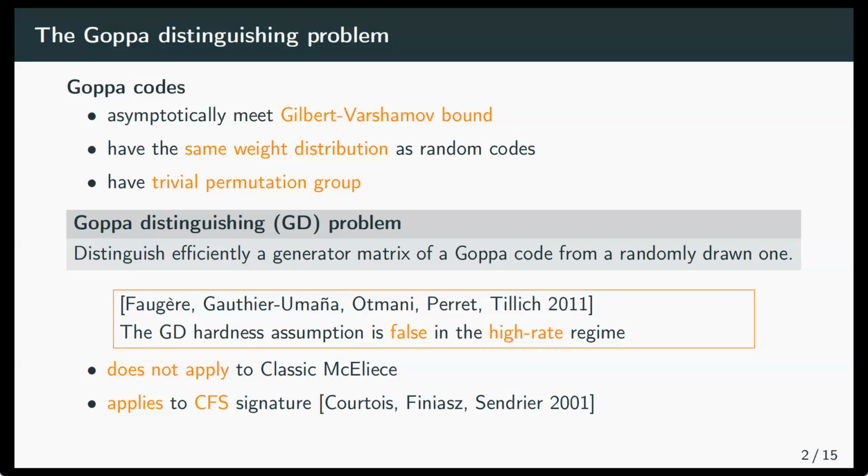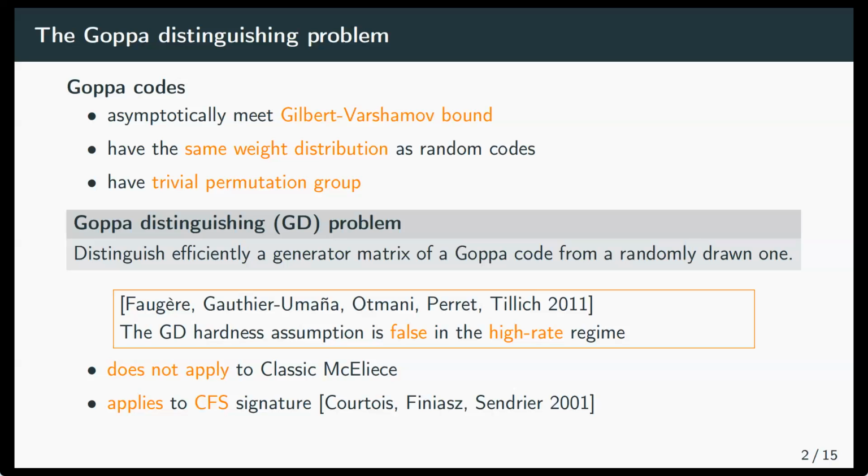So for all these reasons, and actually many others, the Goppa distinguishing problem, which just asks to determine whether a generator matrix comes from a Goppa code or a random one, has been considered difficult for a long time, and has been used to devise security proofs for the McEliece framework. However, it was actually shown in a 2011 paper that this assumption, this problem, is false, at least in the regime where the code rate is high enough. Because in this case, there exists a polynomial time distinguisher on Goppa codes.